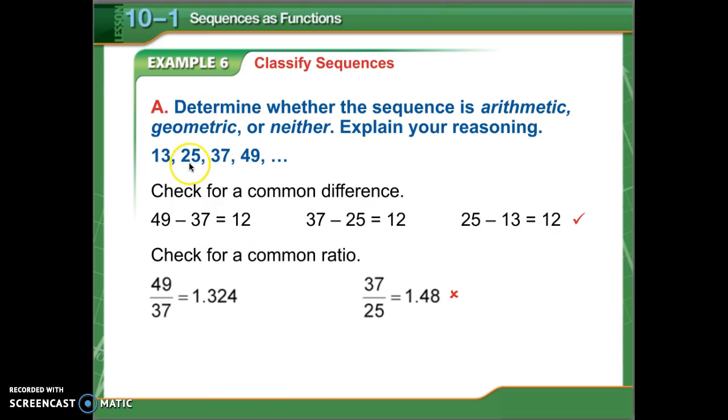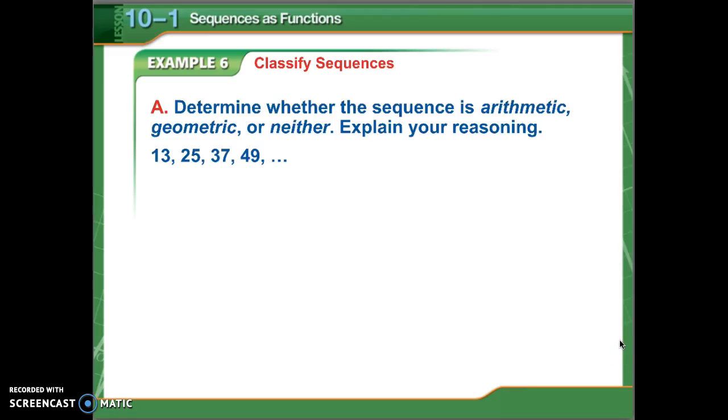Whereas if you took each number, 25 divided by 13, 37 divided by 25, 49 divided by 37, etc., and you do that to check for a common ratio, you'll see that you get a different ratio each time. So because there's a common difference for this pattern, it means that this sequence is arithmetic.